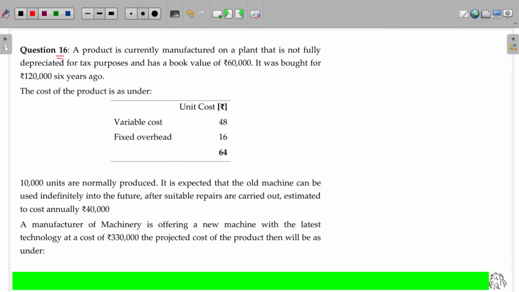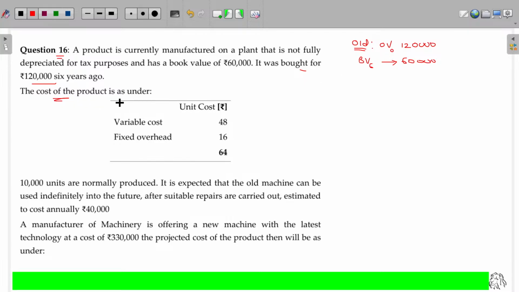Question number 16. Also, one more example for the replacement of machine. A product is currently manufactured in a plant that is not fully depreciated for tax purposes and has a book value of rupees 60,000. This is all about the old machine. The old one's book value being 60,000 rupees. It was bought 6 years ago. Original value being 1,20,000 rupees; this is the book value by the end of 6 years. The original value is at the 0th period.